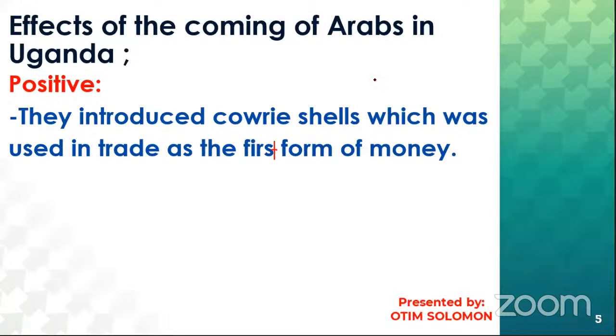So they introduced cowrie shells. We have said this was a valuable item that was used in the form of money as a medium of exchange. So instead of exchanging you for a goat, they could give you some cowrie shells and then you are sold.